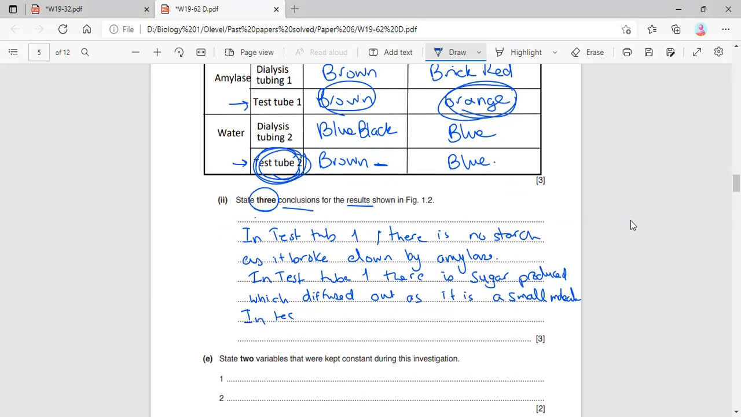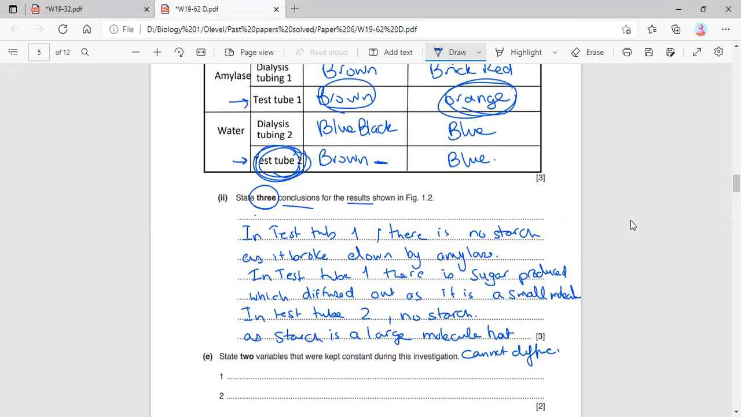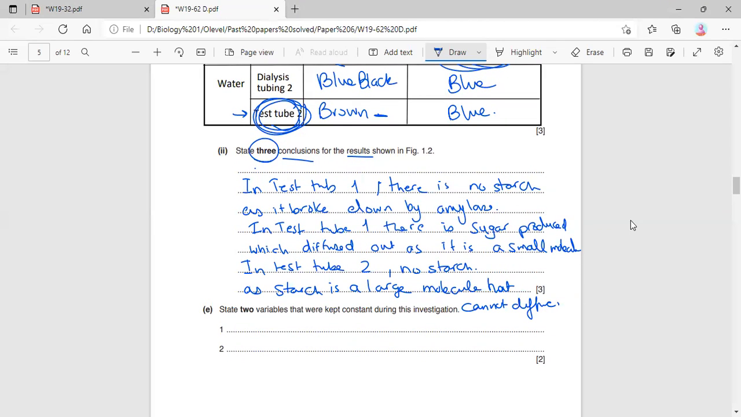In test tube 2, no starch. Why is this? Because, as we said, starch is a large molecule that cannot diffuse. It's a large molecule, it cannot go out. Okay. State 2 variables that were kept constant.